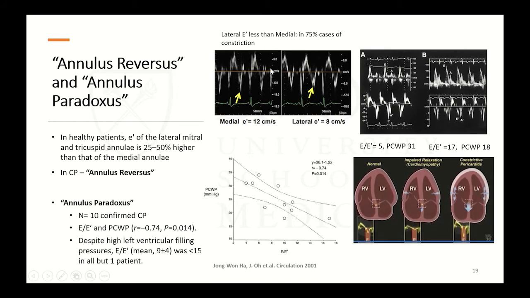So, for example, this patient A and patient B here: patient A has E to E prime of 5, but then all these patients got the right heart cath, and they found that this patient had wedge of 31. And then they checked a different patient, and they found that his E to E prime was 17, which is higher than 15, but their wedge was high, but not as high as the other patient. So there is some inverse relationship, which I think is a very interesting observation in constriction.